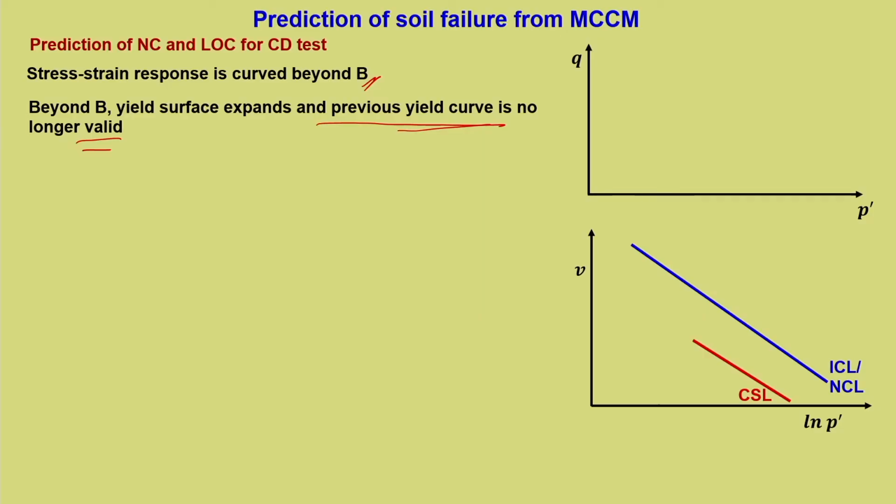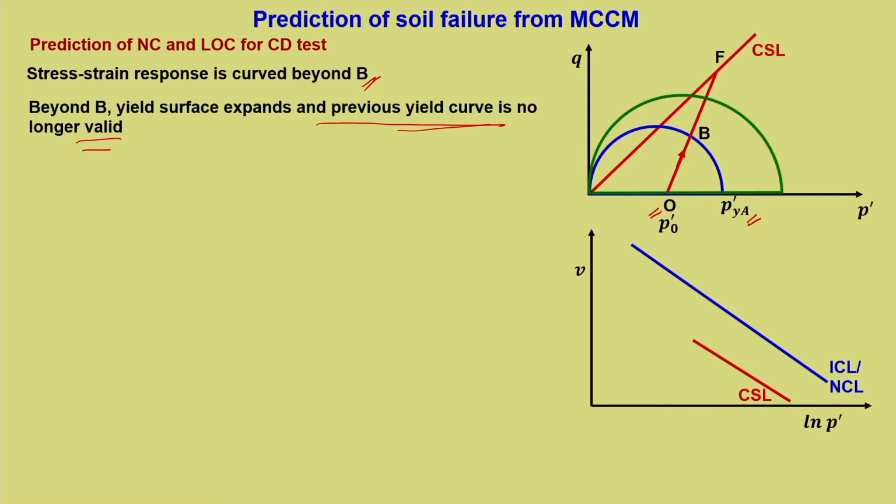Let us see. So, it is again q, p dash, v, ln p dash. I have drawn this critical state line as a smaller line, you can see this is mainly done to accommodate a bigger figure. The same figure that we discussed in the last slide, we are just going to repeat it. So, it is again p dash, the initial point is P naught dash, critical state line, and this is the effective stress path we have already seen, point B, BF.